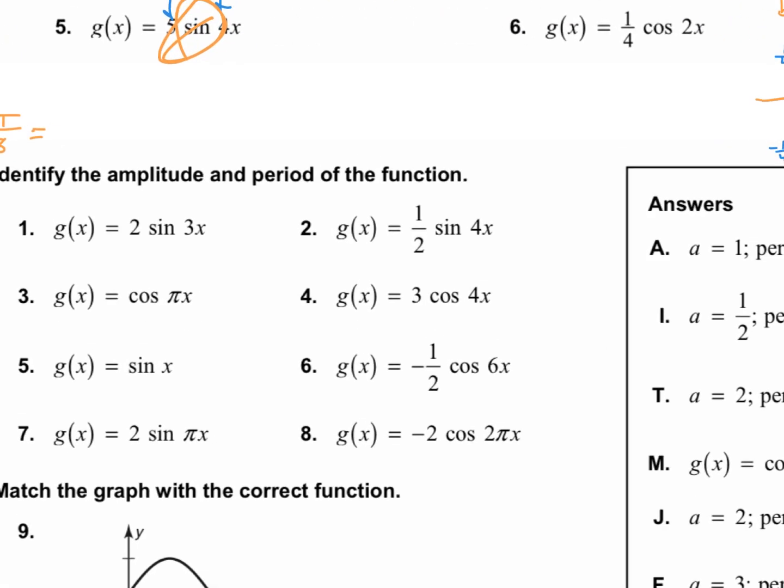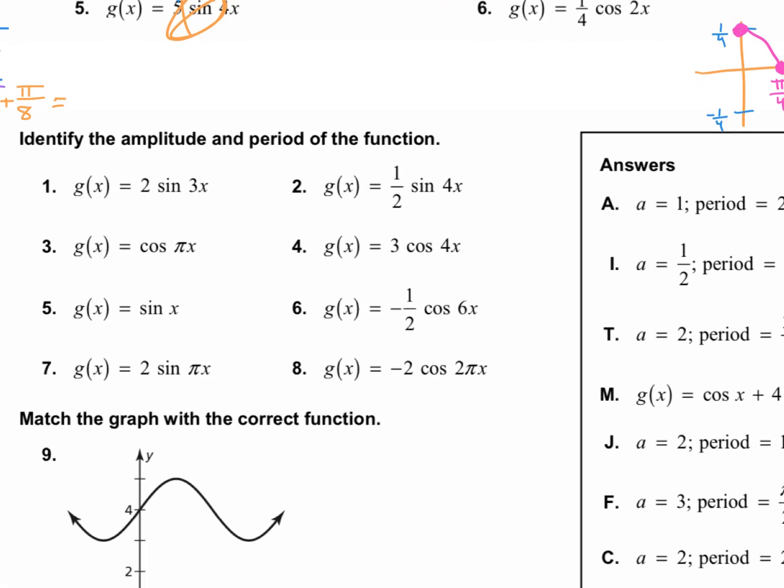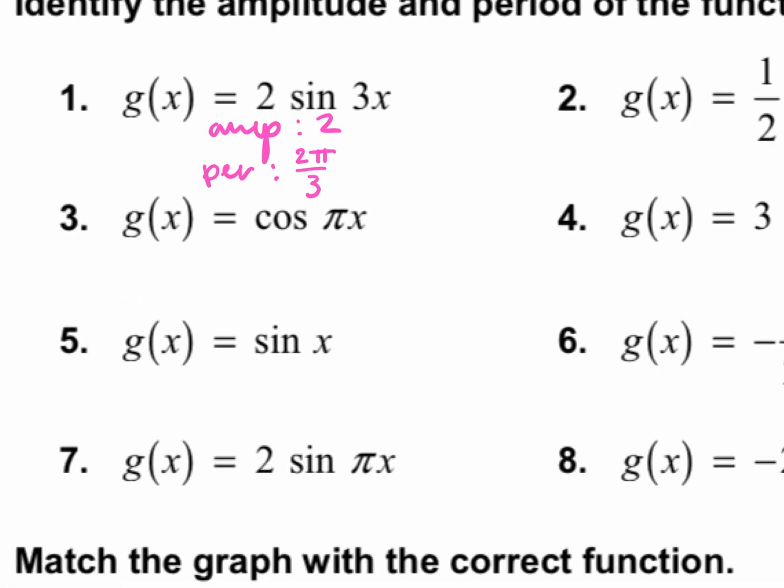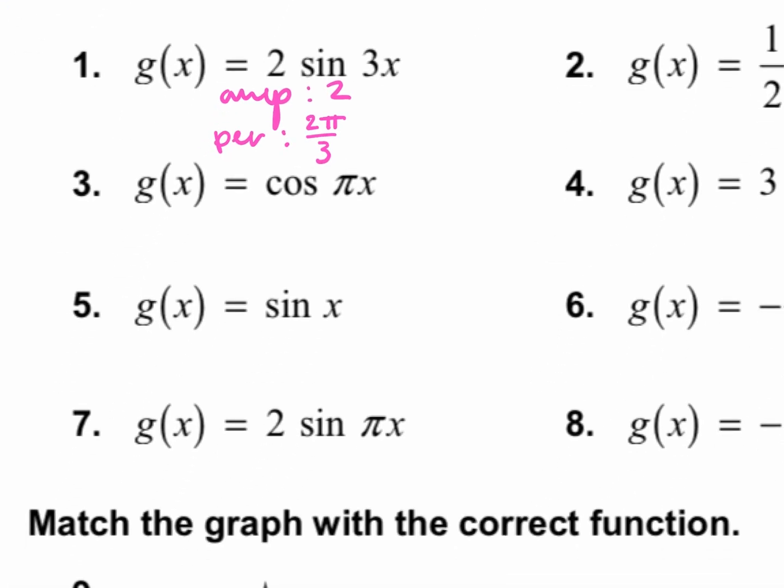Alright, let's take a look at number 1 in the matching section. So what's our amplitude here? Our amplitude's 2, and what's our period? 2 pi over 3. Can't simplify it, so just 2 and 2 pi over 3. You guys can match it with the answers, but we're just going to skip that because the important part is we know what our amplitude is and what our period is.